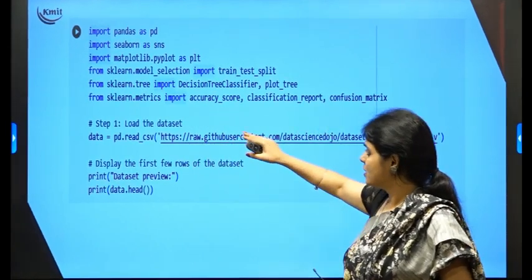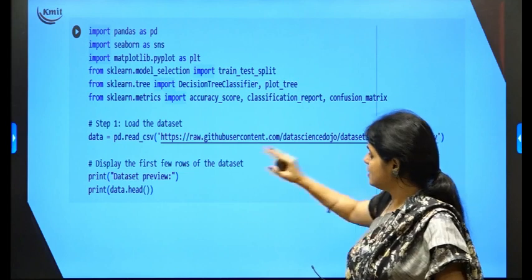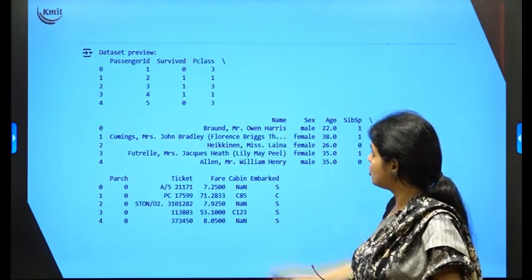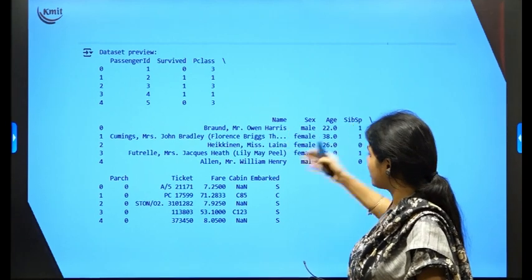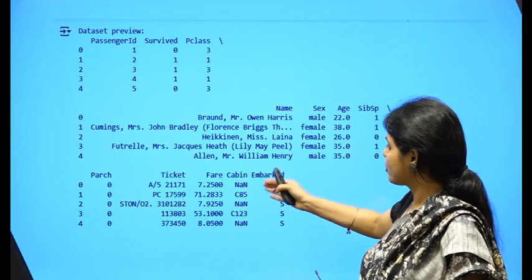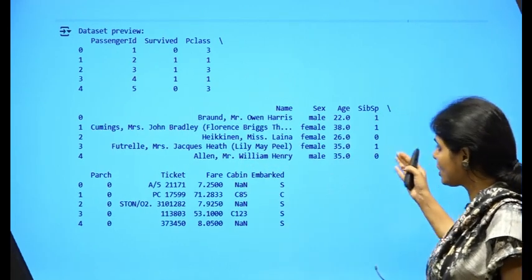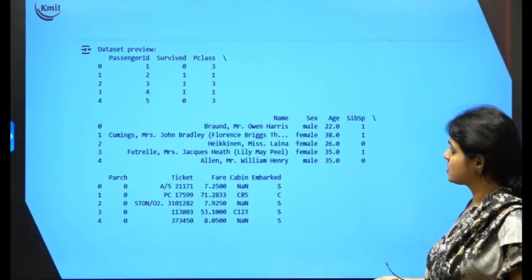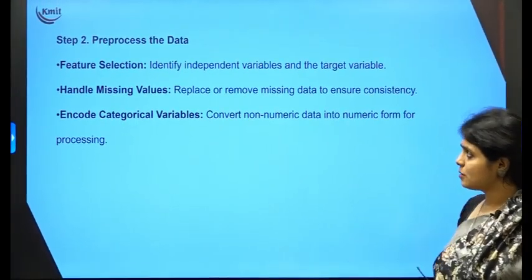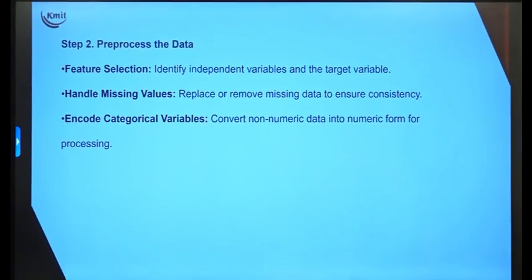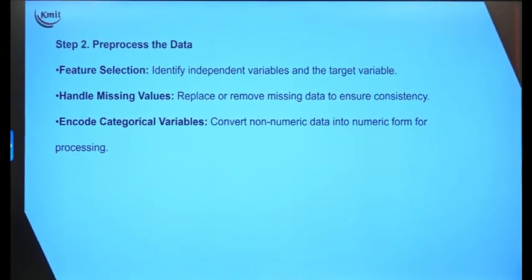Then I am loading the same Titanic data set and I want to print the first few rows. This is how my data set is previewed: name, age, sex, ticket, fare, cabin number, and embarked. Embarked is nothing but the place where the passenger boarded. So this is how the data set is getting displayed. Then let's start doing the pre-processing like what we did in the last experiment. Depending upon the data set, we choose to do the pre-processing.